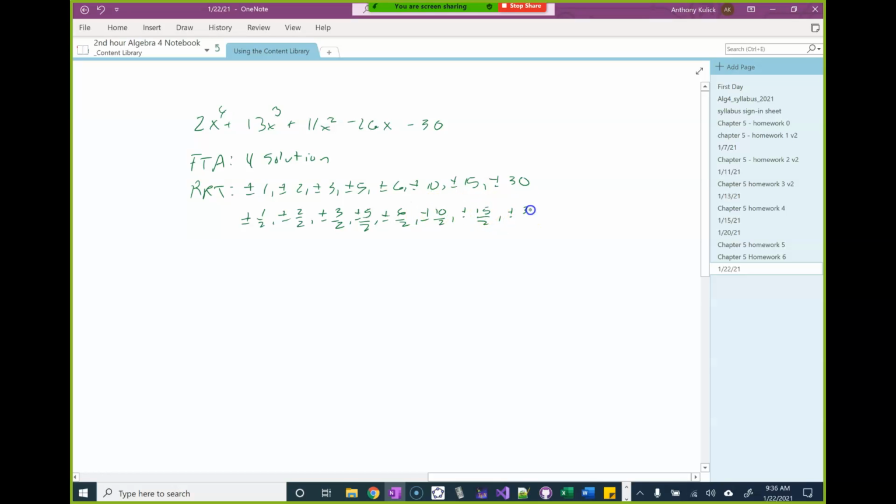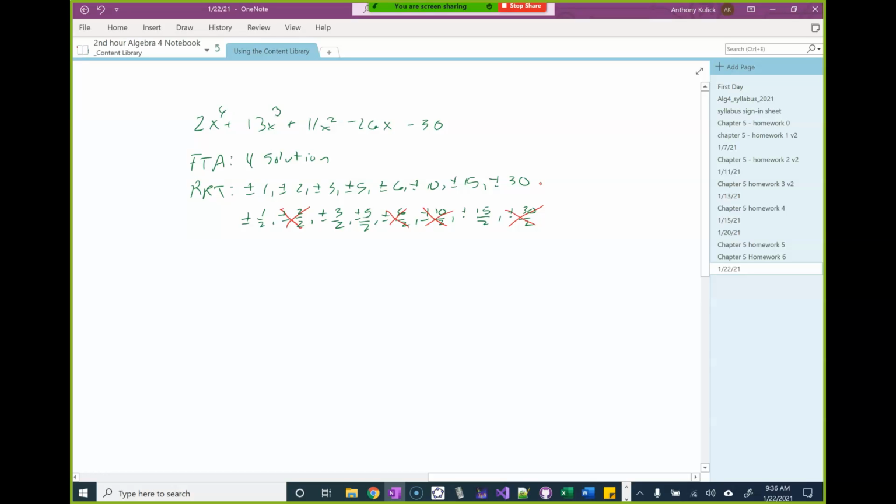But if I look closely at that list, in particular the second line of that list, you'll notice that I have several duplicates on there. So like 2 over 2 is really just 1 that's already on my list. 6 over 2 is really just 3. That's already on my list. 10 over 2 is really just 5, already on my list. And 30 over 2 is really 15. That's already on my list. So I'm just going to cross those out there real quick because I don't need them on my list twice. That doesn't do me any good.